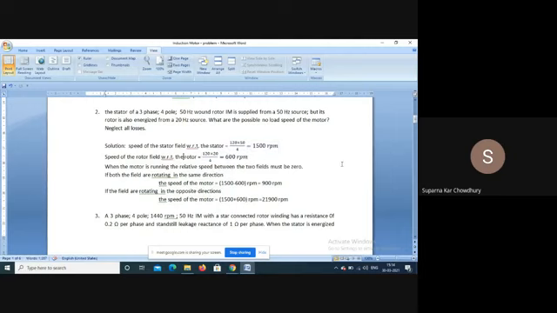Now, when the motor is running, the relative speed between the two fields must be 0. That is, the two fields should interact and interlock. Otherwise, we cannot have a steady torque. So if both the stator field and rotor field are rotating in the same direction, the speed of the motor will be the difference between these two. So 1500 minus 600, that is 900 RPM. So the motor will run at a speed of 900 RPM.